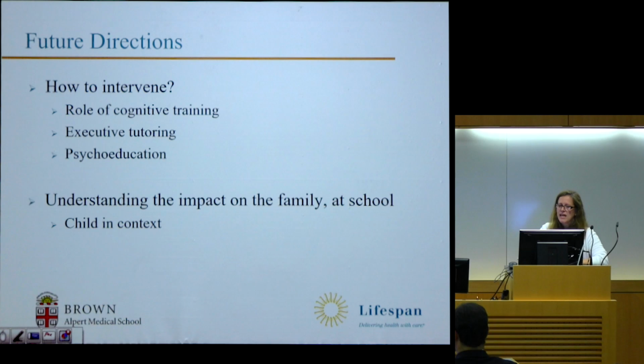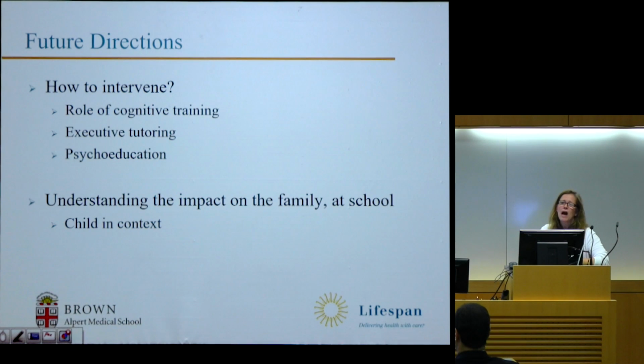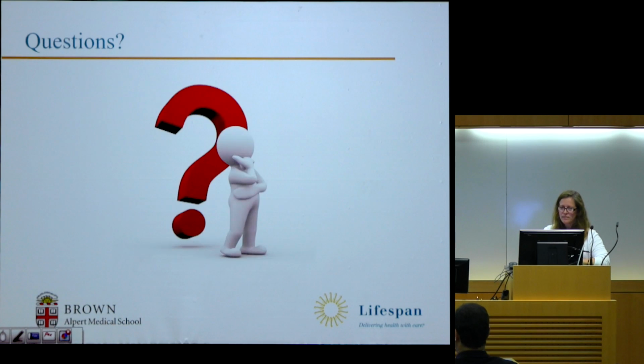And the last thing I'll end with is thinking even more forward. As we start identifying these issues, the next step is thinking about how we are going to intervene. How are we going to improve the lives of kids with Chiari? Are there interventions that are going to be successful in remediating some of these cognitive weaknesses? And what is the impact on both family and schools, in the context that they live in, that we need to consider as well? So I'm going to end there.